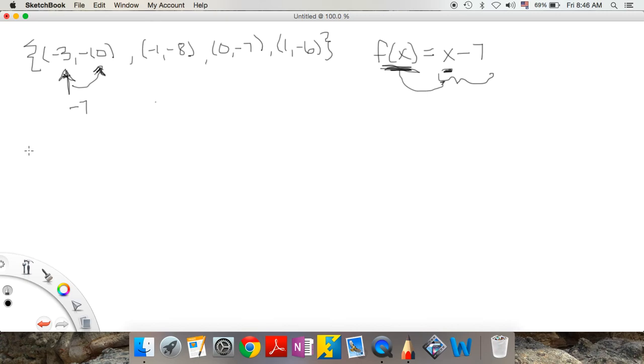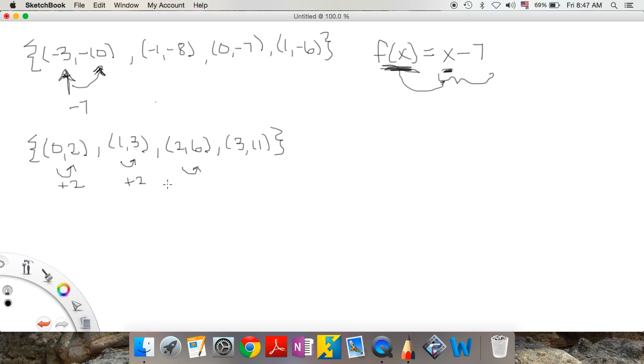All right, let's try one that's a little bit more complicated. What if we have a function that looks like this? So we have 0 to 2. Well, how can we get from 0 to 2? We can add 2. Okay, that works. So here, if we add 2, that still works. But we run into a problem here. If we add 2 to that one, that doesn't work.